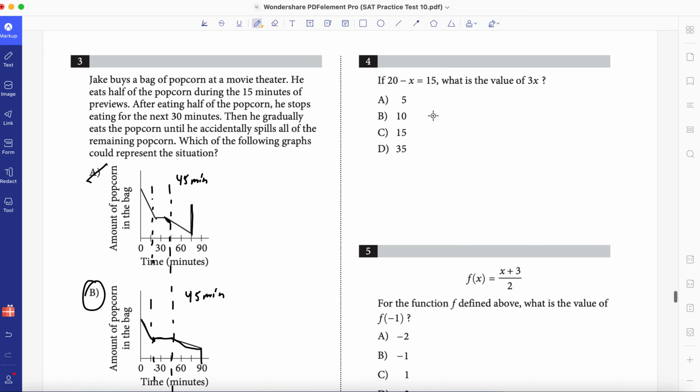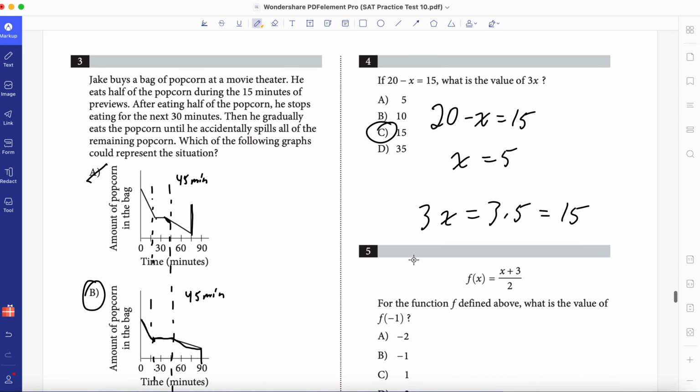For this one, it says 20 minus x equals 15. Therefore, let's just solve really quick. This is going to be x equals 5. What is the value of 3x? So 3x is going to equal 3 times 5, which is going to equal 15, which is C.